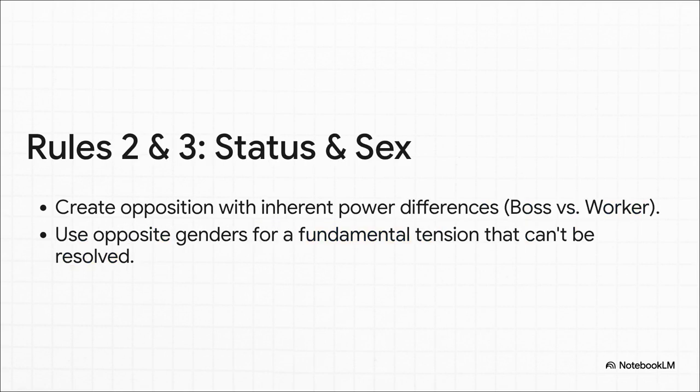Next, you want to make your characters opposites in power, and if it works for your story, in gender. A boss versus a worker, a parent versus a child. These are differences that last. The opposition can't just go away, which is exactly what you need to keep the comedy going for 90+ pages.